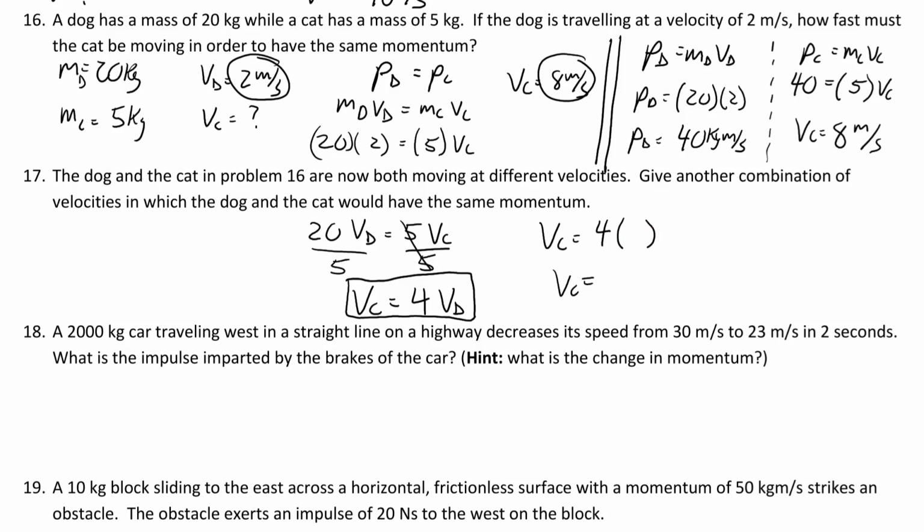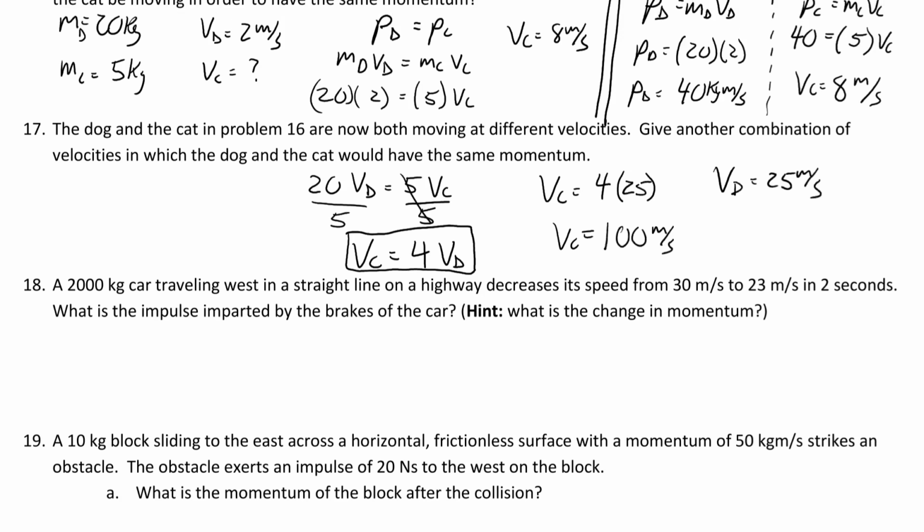For example, let's say we don't want to do 2 and 8. Let's say we have some super dog and super cat. Maybe the dog is going 25 meters per second. So the cat would have to be going 100 meters per second in order to have the same momentum as the dog at 25 meters per second. Plug in what you have. If you plug in your velocity for the dog, it should be 4 times as much as the velocity of the cat. It could be any number.